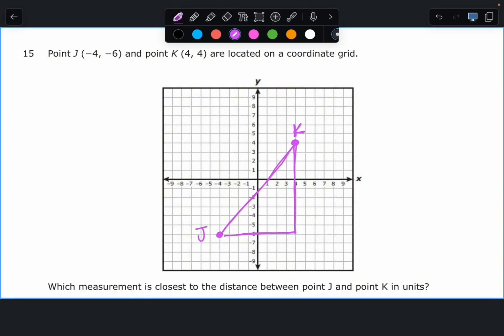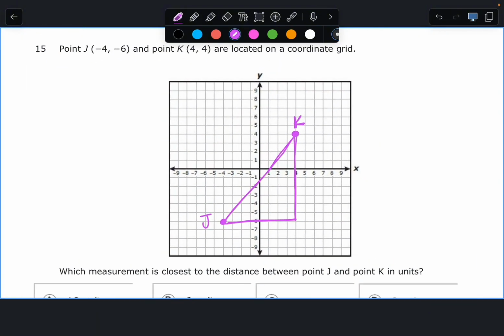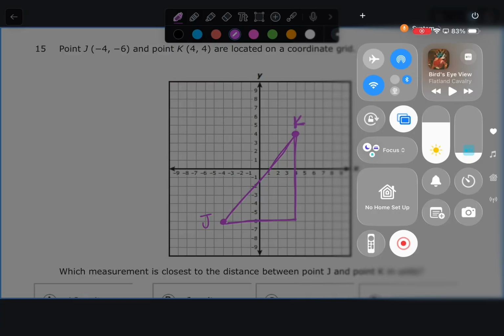All right, you do that one on your own as well. I helped you set it up. Okay. You guys finish, or you guys do that. Work on those.